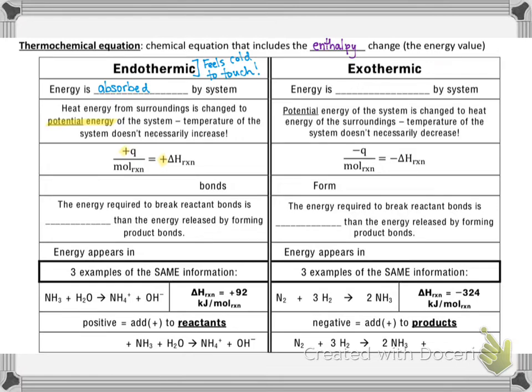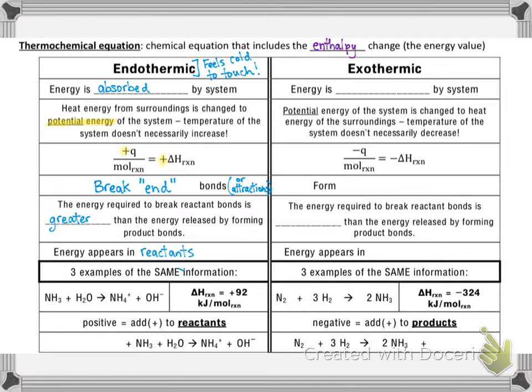So this is what happens whenever you are breaking chemical bonds. Well, it's always going to be endothermic. And this doesn't even have to be chemical bonds. This could be merely attractions, intermolecular forces, or the attraction between a nucleus and an electron. So it takes energy to break a chemical bond or attraction. And so in this case, the energy required to break the reactant bonds is going to be greater than the energy released by forming product bonds. And so in an endothermic process, because energy is being added to the system, energy appears as a reactant in the balanced chemical equation when you're writing a thermochemical equation.